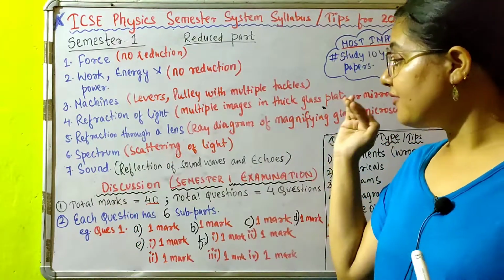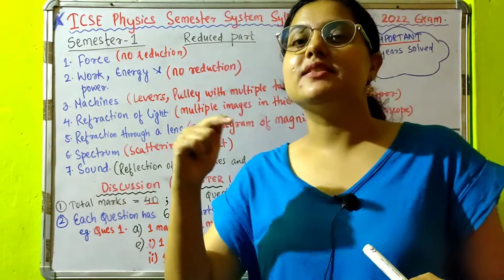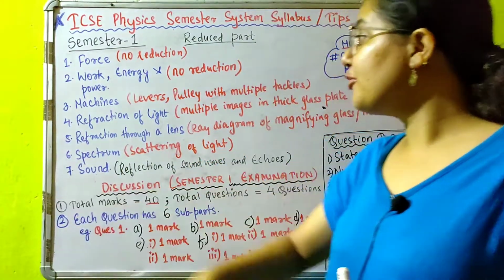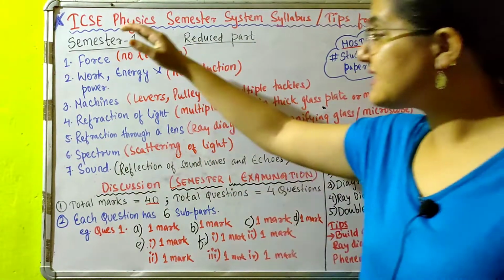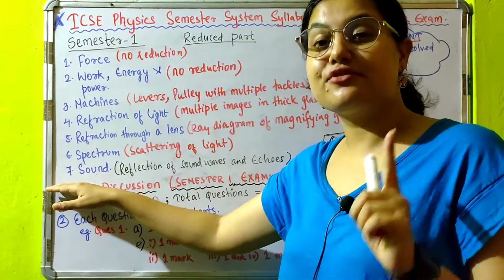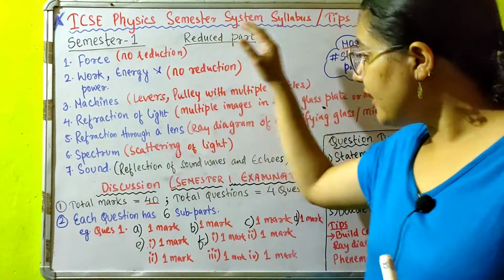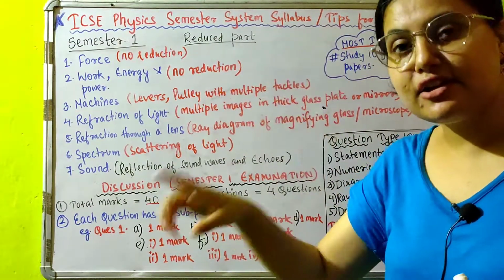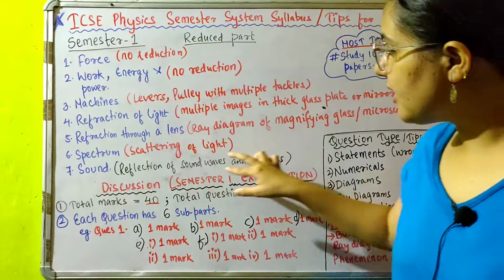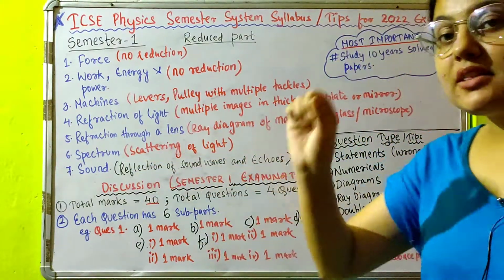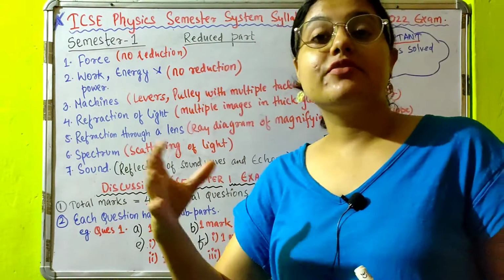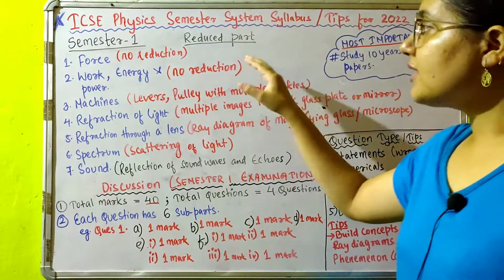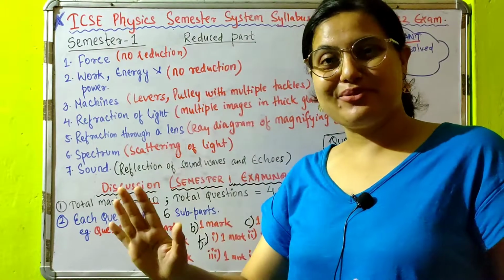That is why I felt it better to write the part that is coming, because there are so many sections that have been cancelled. I hope this part is clear to you. These are the 7 chapters in your syllabus for the first semester. Everything that has been written in red is the part that has been cancelled, and the part written in black is the part that is coming from that chapter. Rest of everything has been cancelled. And from the chapters force, and work, energy and power, there is no reduction.